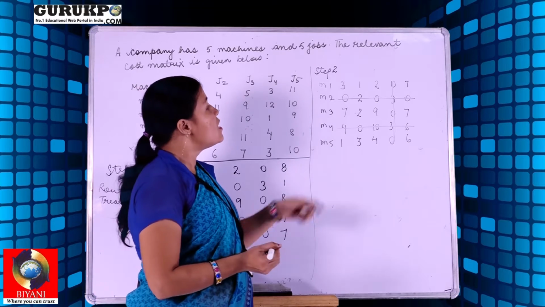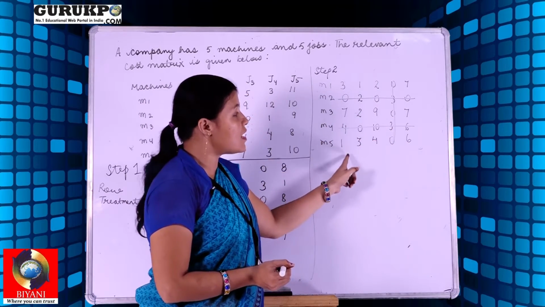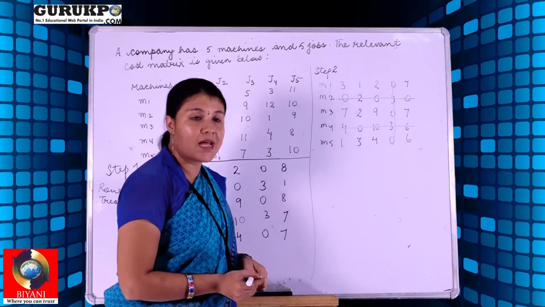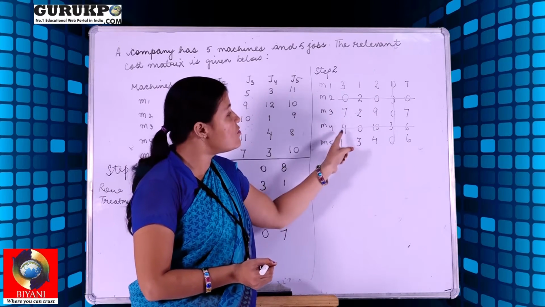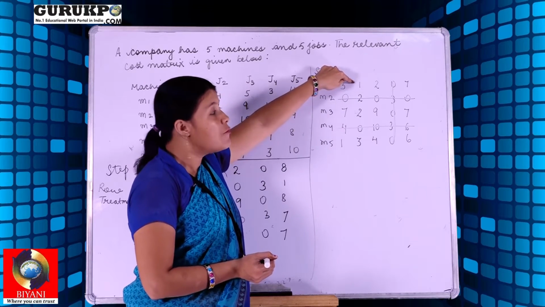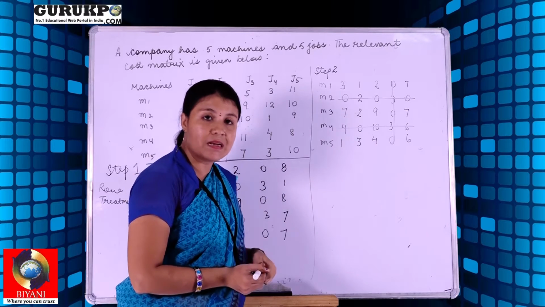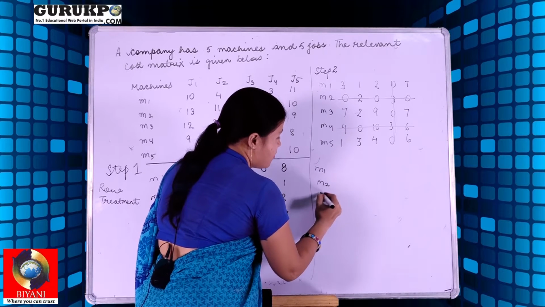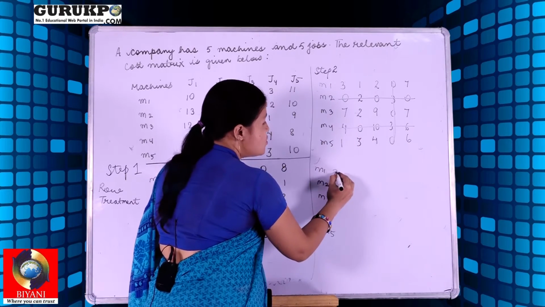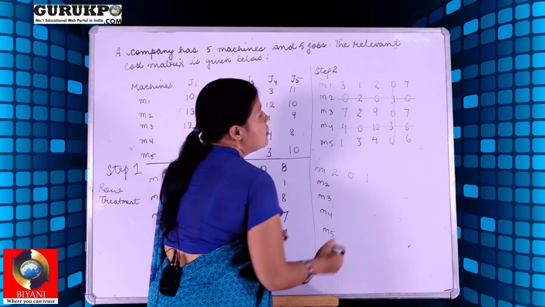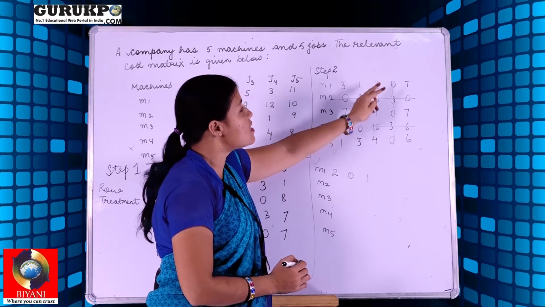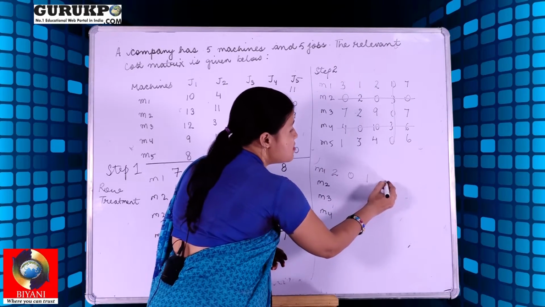The next step: among the entries which are not covered by the lines, we have to select the least number. The least entry not covered by the line is 1. We are going to subtract this number from the rest of the elements that are not covered by the lines. So 3 minus 1 is 2, 0, 1. For the points that are covered by the lines, we are not going to change anything; the numbers come again as themselves.